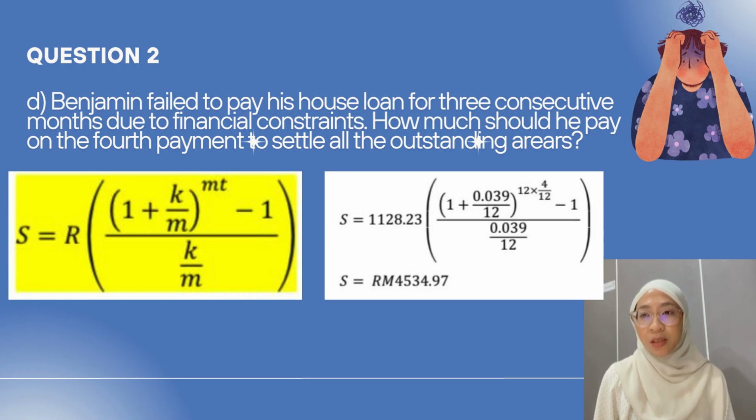For question D, Benjamin failed to pay his house loan for 3 consecutive months due to financial constraints. How much should he pay on the 4th payment to settle all the outstanding arrears? So for this question, we'll be using t equal to 4 over 12 since it is the 4th payment to settle all the outstanding arrears. So we'll be using the formula for future value, which is S, then we'll insert all the details and we'll get 4,534 ringgit and 97 cents.